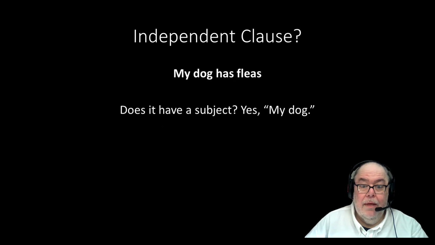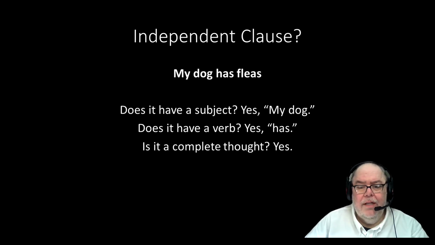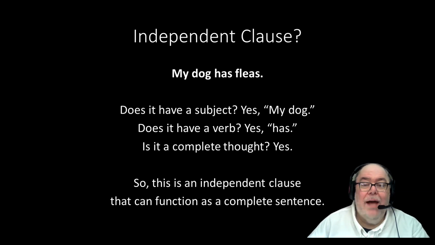So here is a clause. My dog has fleas. Is that an independent clause? Does it have a subject? Yes, my dog is the subject. Does it have a verb? Yes, has is the verb. Does it form a complete thought? Yes, it does. My dog has fleas. So that is an independent clause which can function as a complete sentence, and we can therefore put a period at the end. My dog has fleas, period.